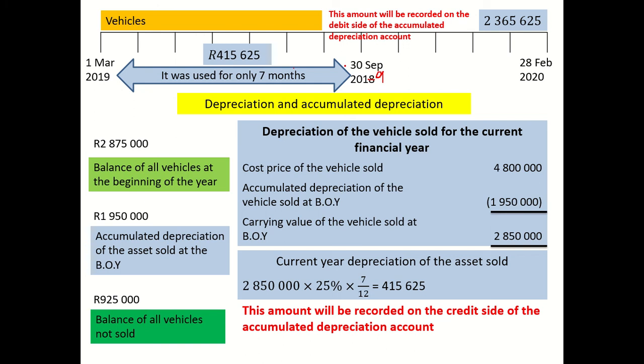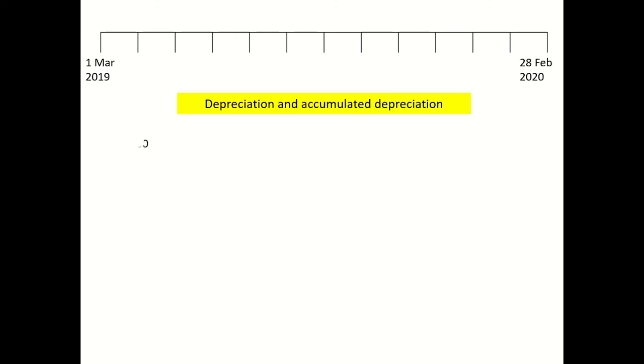The 2,365,625 rand will be on the debit side of your accumulated depreciation account. There it is, debit side. So you're going to record it on the debit side because it decreases your accumulated depreciation. The reason why it decreases your accumulated depreciation is because you got rid of the asset. Therefore, when you get rid of the asset, you must get rid of the accumulated depreciation that relates to that asset. Okay. Now let's go and calculate accumulated depreciation of the remaining vehicles. The accumulated depreciation of the remaining vehicles, guys, you will have to start with the financial year. It starts on the 1st of March 2019.